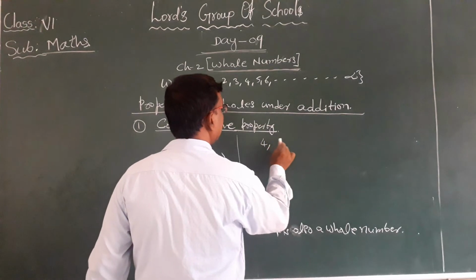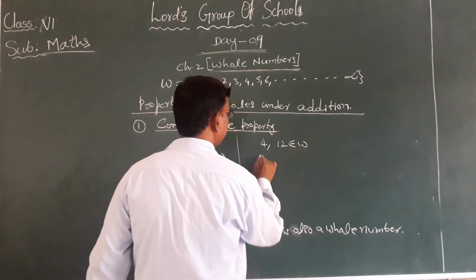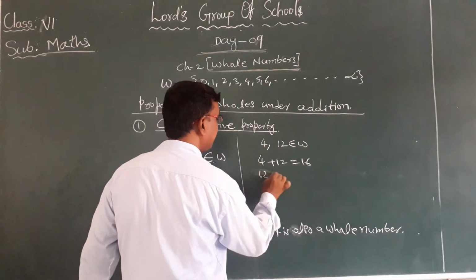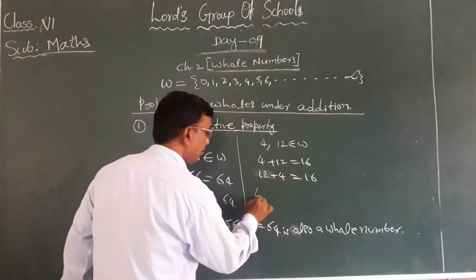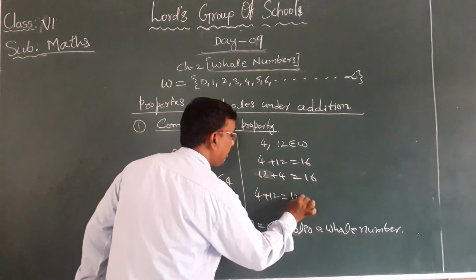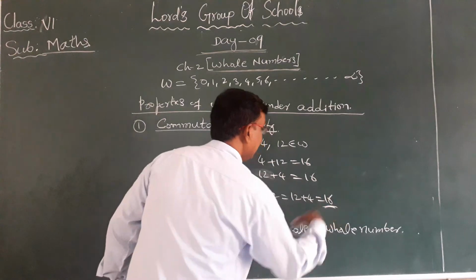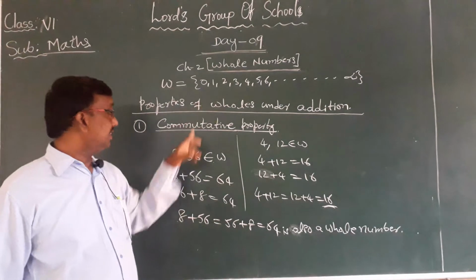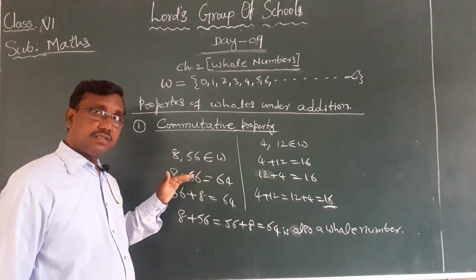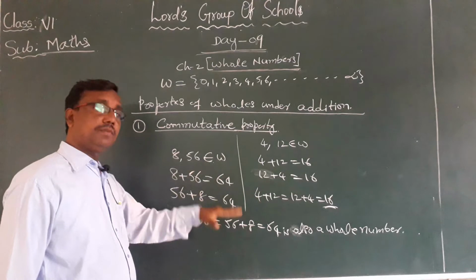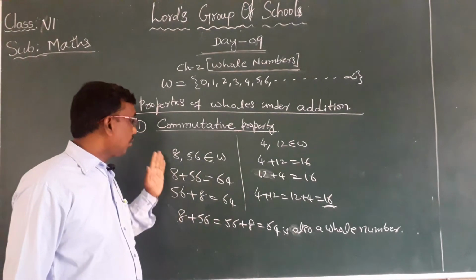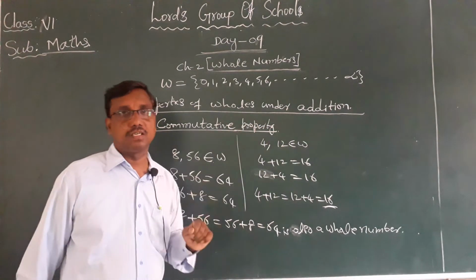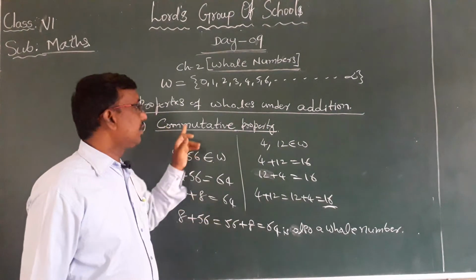If you want to verify a few more examples: 4 and 12, or any two whole numbers. Then 4 plus 12 is 16, or 12 plus 4 is also 16. So 4 plus 12 or 12 plus 4 is equal to 16. 16 is also a whole number. From this, what can we say? Whole numbers can be added in any order, right to left or left to right. I repeat, two whole numbers can be added in any order to find their sum. That is called commutative under addition.